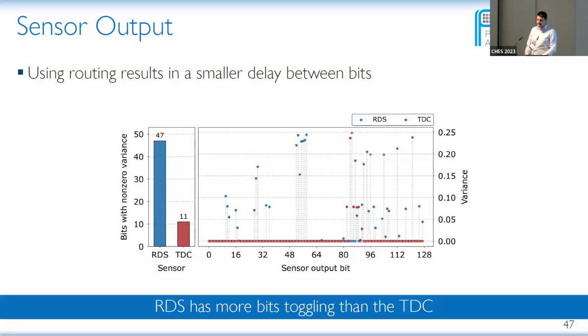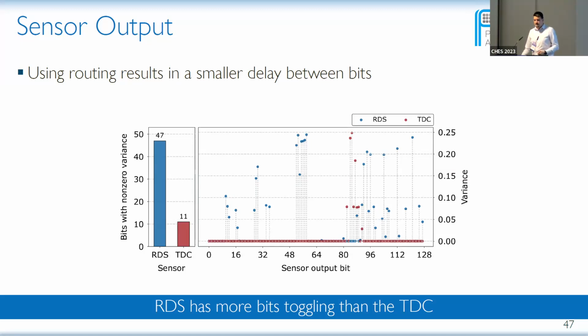For the RDS, this number is more than 4x higher. And as we can see, the bits are scattered around the whole 128-bit output registers. So we have, first of all, a bigger peak-to-peak, and also more toggling bits in the output of the sensor.